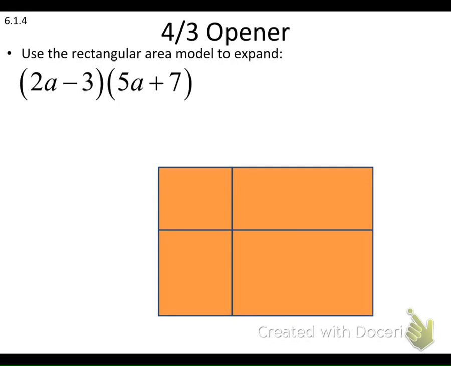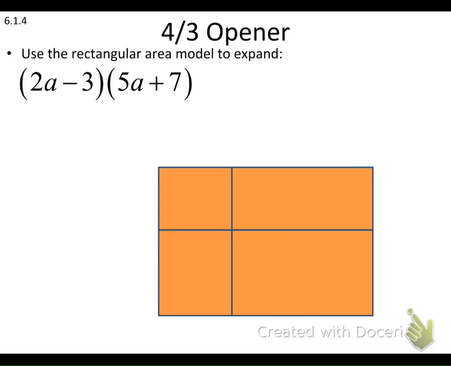All right, today's opener is based off the first part of our notes yesterday. Distributive property using rectangles. The directions say, use the rectangular area model to expand. The first thing we need to identify on our rectangle is, what's our height going to be? And then what's our width going to be?